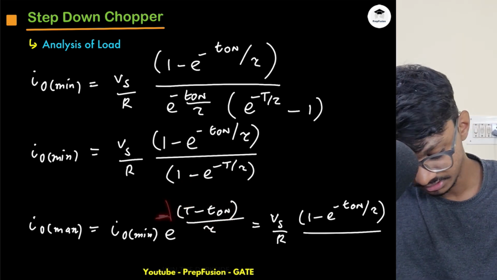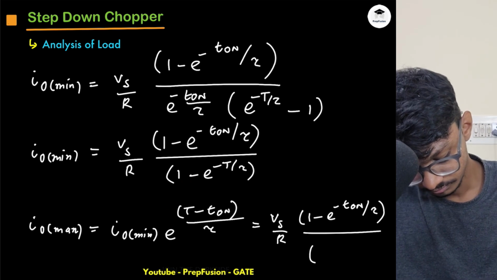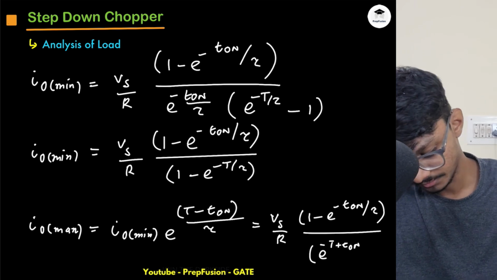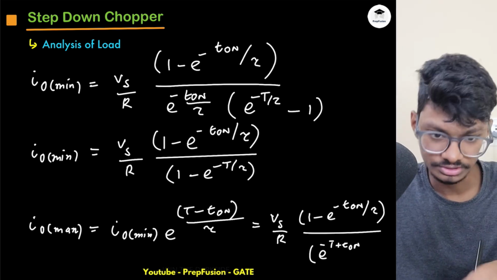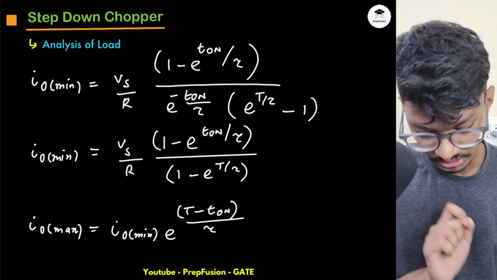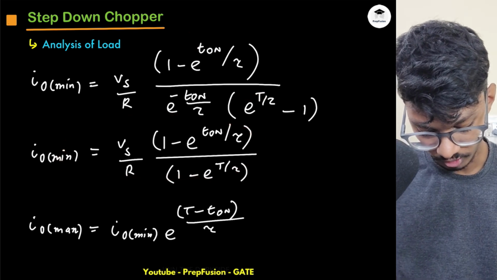If I add a minus sign, this overall thing will become e raised to power minus t plus t on by tau. Okay, I'm running out of space. I'll just write the expression, then come back. One mistake I made: I took this as negative. This should not be negative, right? Minus t on and minus t, this should be positive. So hence our IO minimum will come out to be something like this.